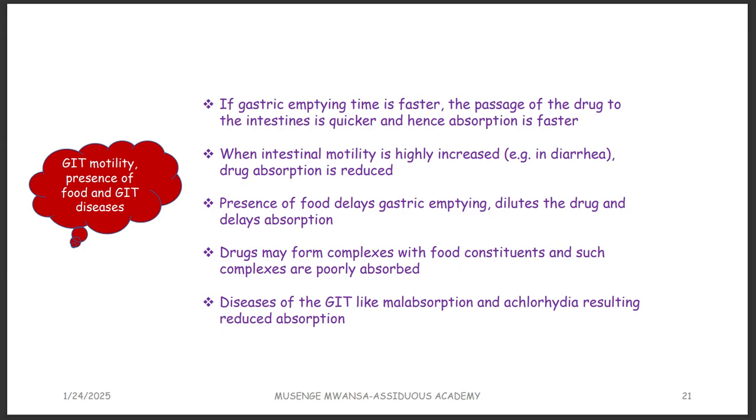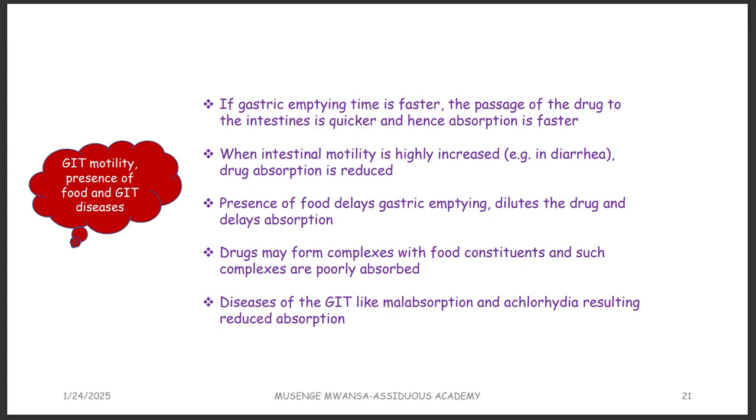Actually, the first point is gastric emptying, not motility, just gastric emptying. The rate at which drugs are moving from the stomach to the intestines, if it is increased, you're going to increase absorption, because we said that most of the drugs are absorbed in the small intestines. But when motility increases, someone has diarrhea, the drug will be removed quickly. There is a quick elimination, and so you can't absorb that drug.